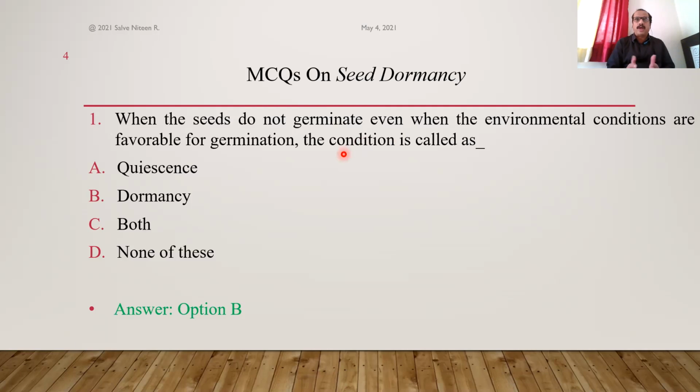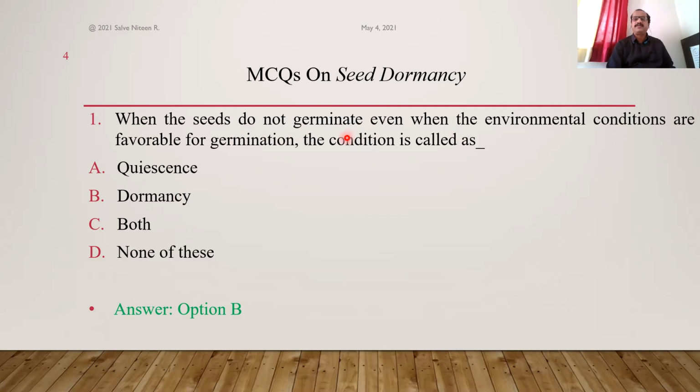So the seed has to assure itself that it is now fully competent, it is fully ready for its germination. It can now break its dormancy and then it starts germination. So irrespective of the environmental conditions, the seeds germinate on their own after making themselves that potent. So when seeds do not germinate even when the environmental conditions are favorable for germination, then the condition is called dormancy.